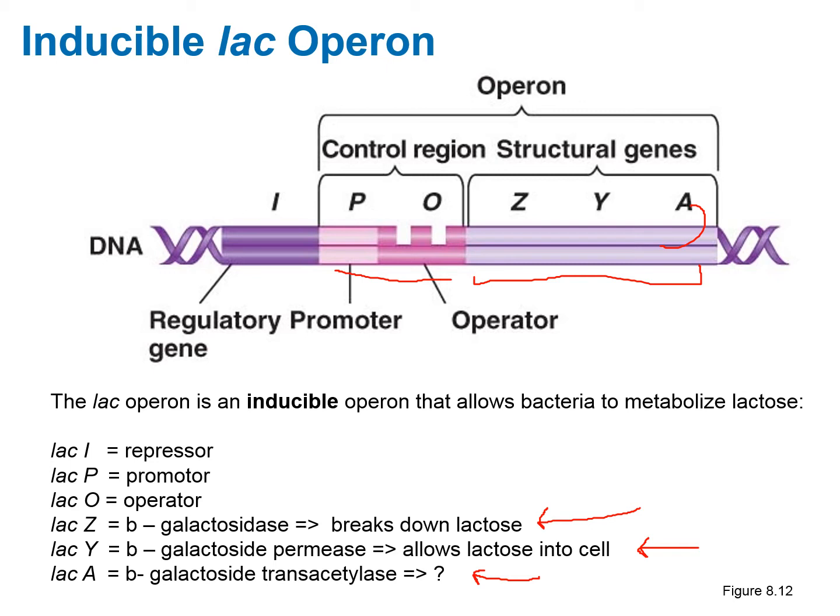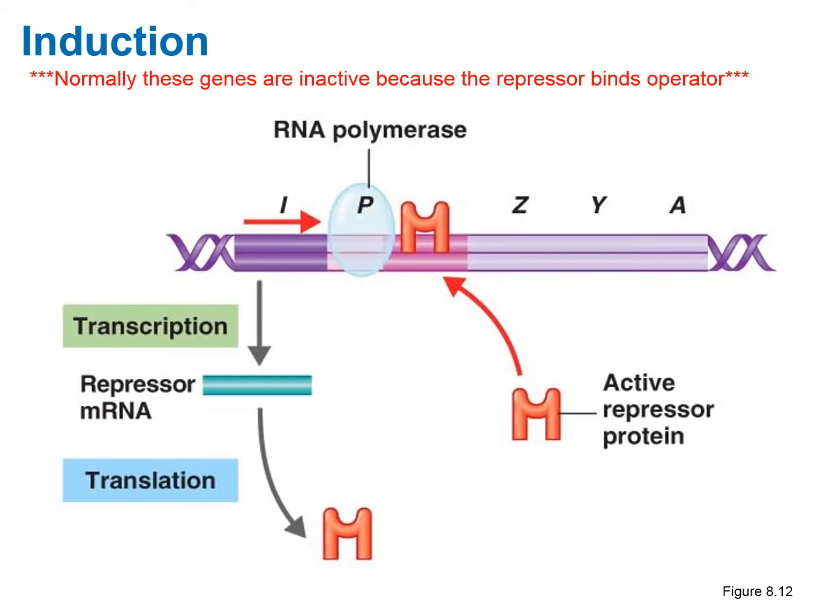Don't worry, you don't have to remember the exact genes. What you need to remember is that the structural genes are related to function. Ordinarily, the cell doesn't need to break down lactose, so this operon is typically off.